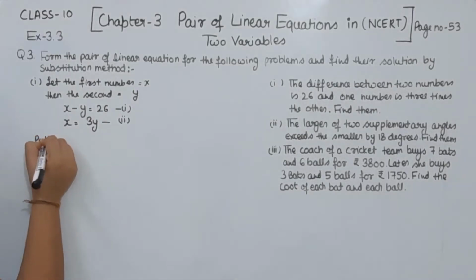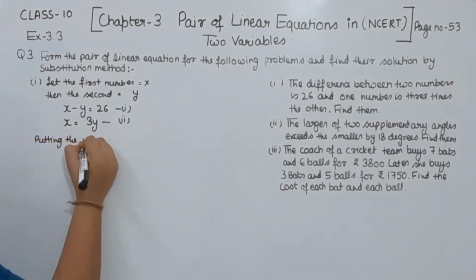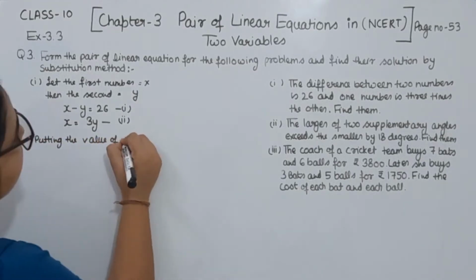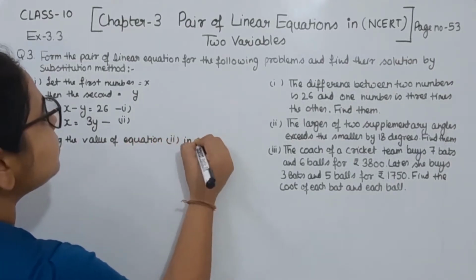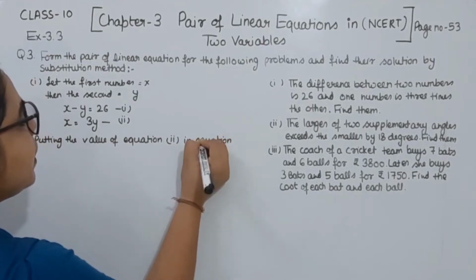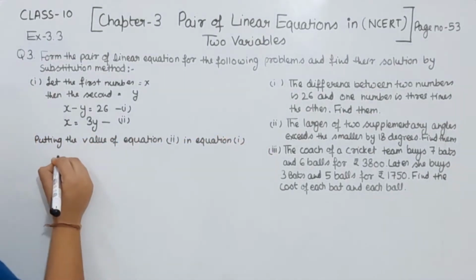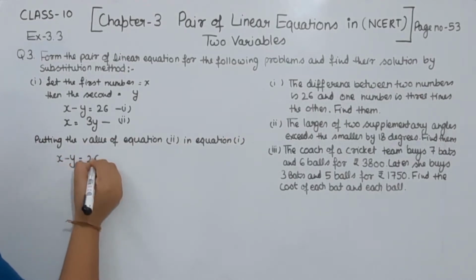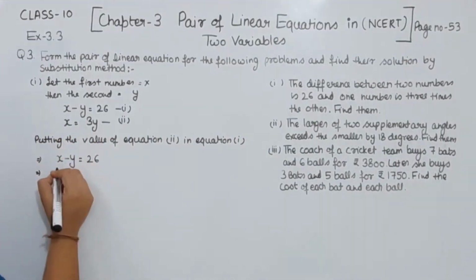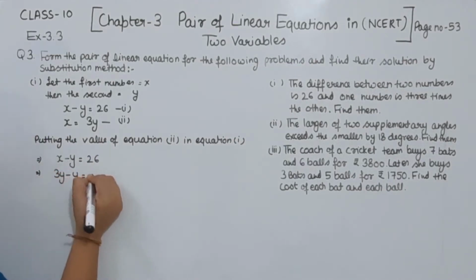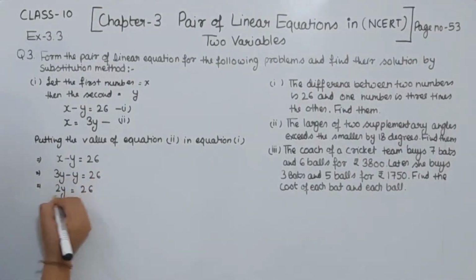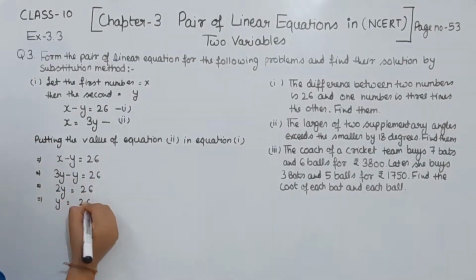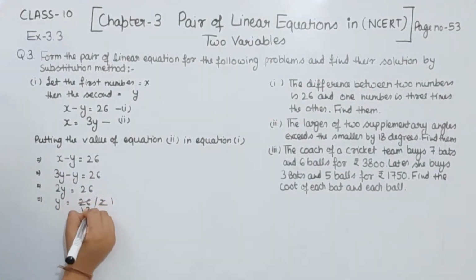So I am going to write here, putting the value of equation 2 in equation 1. So equation number 1 we are having x minus y is equal to 26 and the value of x we are having is 3y. So 3y minus y is equal to 26. Now 3y minus y will have 2y is equal to 26. Now y is equal to 26 divided by 2. 2 ones are 2. 2 threes are 6. So the value of y we are having is 13.